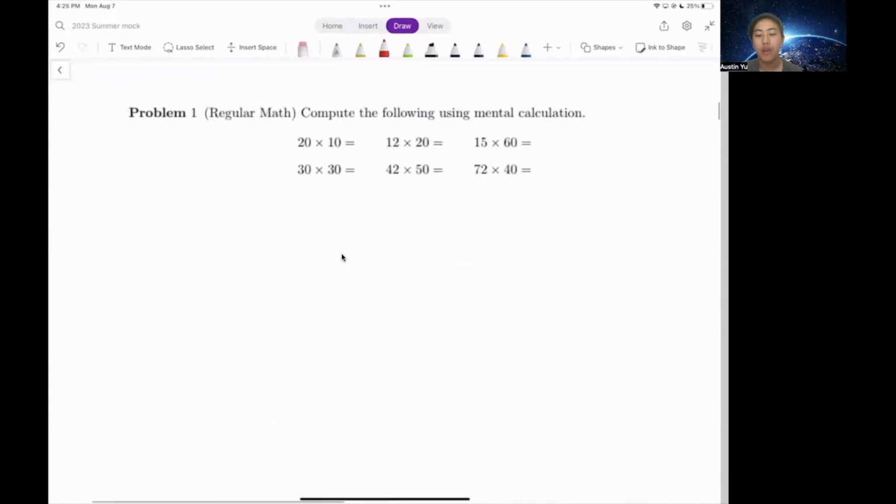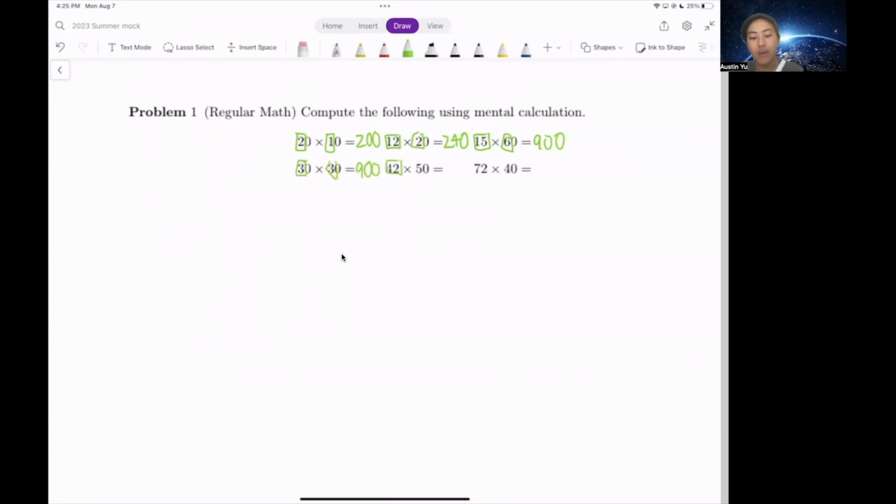Problem 1. Compute the following using mental calculation. 20 times 10. This is very easy because all we have to do is multiply the numbers that are not 0. So 2 times 1 is just 2. Add on the zeros at the end. Since there are 2 zeros, we add 2 zeros at the end, 200. 12 times 20, we just multiply 12 and 2 together, so 24, add on the 0 from the 20, 240. 15 times 60, we multiply 15 and 6 together, 90. Add on the 0 from the 60, 900. 30 times 30, easy. 3 times 3, 9. Add on the 2 zeros, 900.